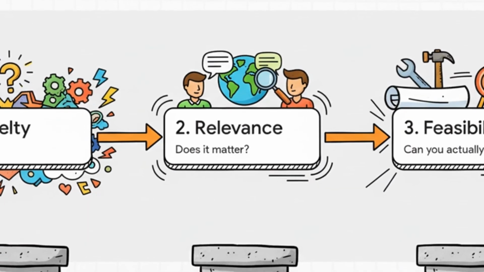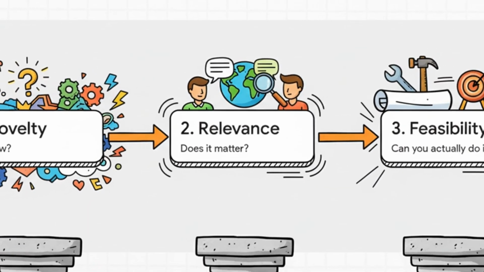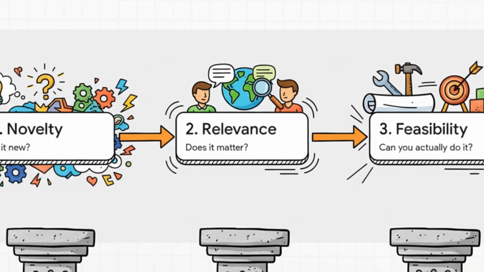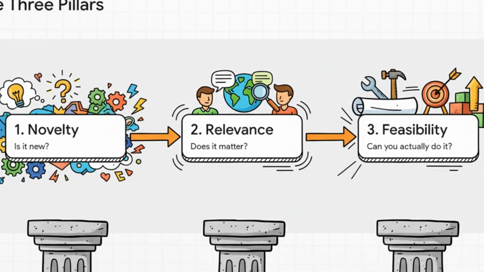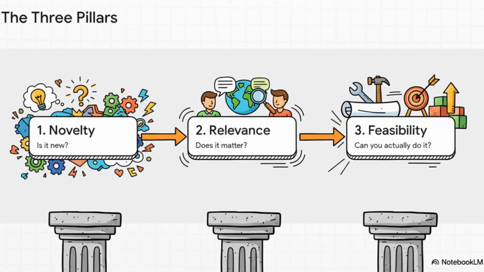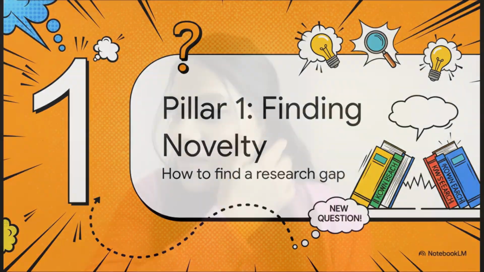Every solid research topic, just like every solid building, needs to stand firmly on some pillars. I call them the three pillars: novelty, which is is your work actually new? Relevance, does anybody care about your work? And feasibility, can you actually finish it? So, if your topic can stand firmly on all three of these, you are in great shape. Let's discuss each one.